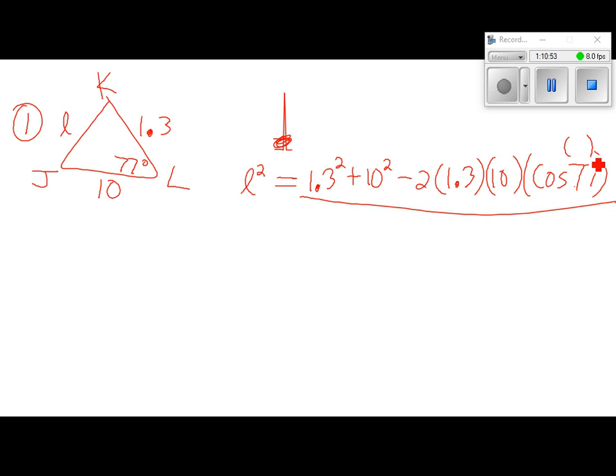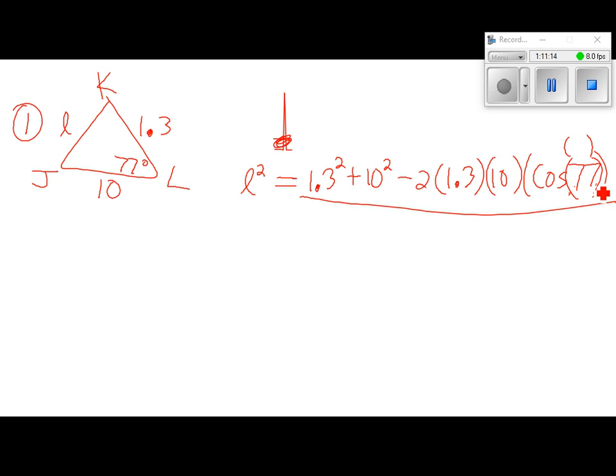Does everybody's calculator put a parenthesis in when you hit cosine? Yeah. So I'll start doing that. Every time, there's a parenthesis that the calculator puts in, and you're going to have to put in that second one. I got 96.